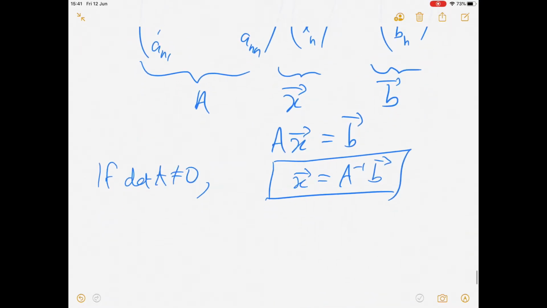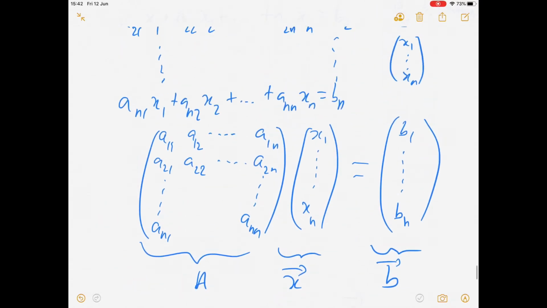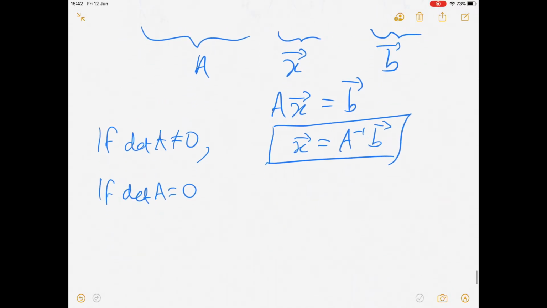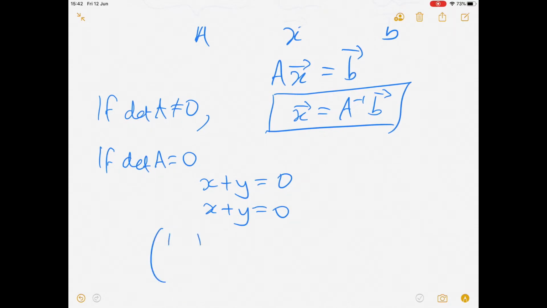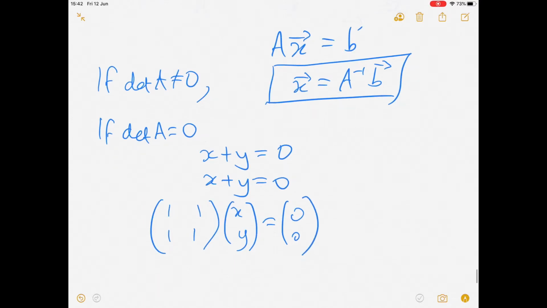Now, you might ask, what if the determinant of A is 0? The answer is not so nice, unfortunately. The problem is, if you have a matrix like this, so if our equations are, let's say we just have two variables, and we have the equations x plus y equals 0, x plus y equals 0. And we have the matrix then (1, 1; 1, 1) times (x, y) equals (0, 0). The problem is, this matrix has determinant 0.